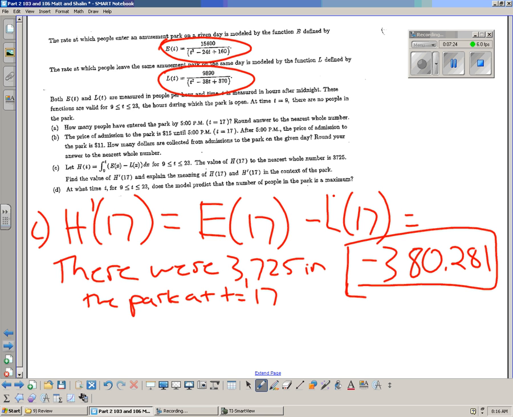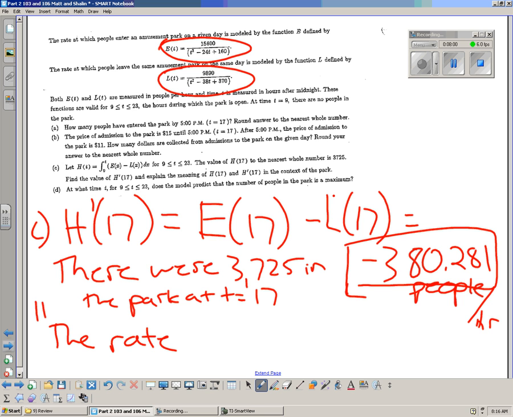Now, explaining what h prime of 17 is, h prime is the derivative of h, which means that it's the rate of h. So our number, negative 380.281, is the rate at which the people in the park is decreasing by people per hour, because you need to remember the units. So this would be people per hour. So this would be the rate.